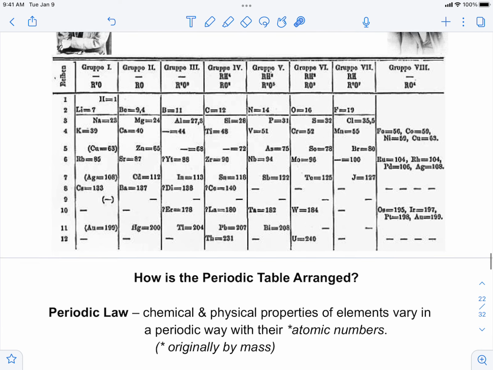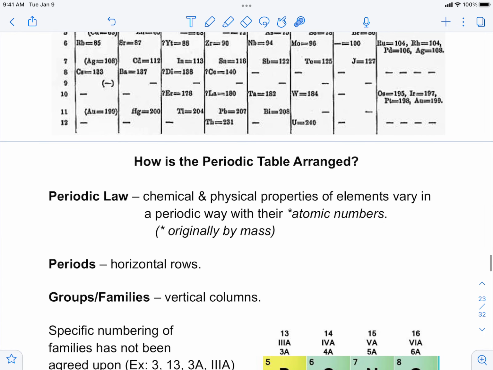Okay, so this is what we call periodic law. Chemical and physical properties vary in a periodic way. Periodic is another way of saying repeating.